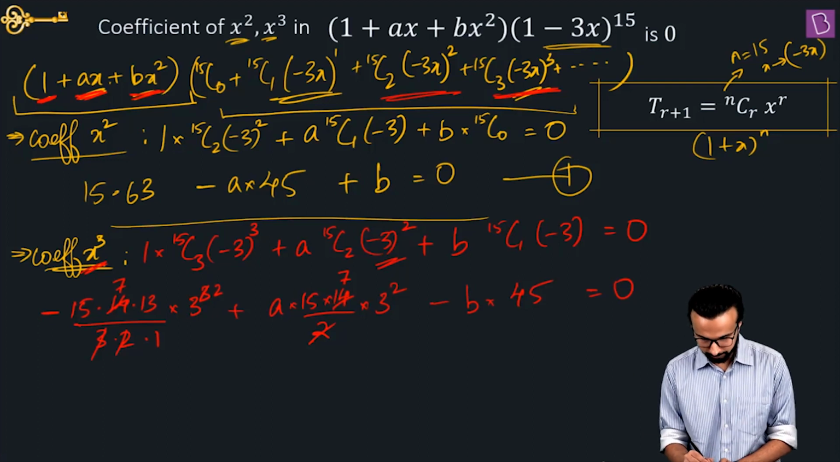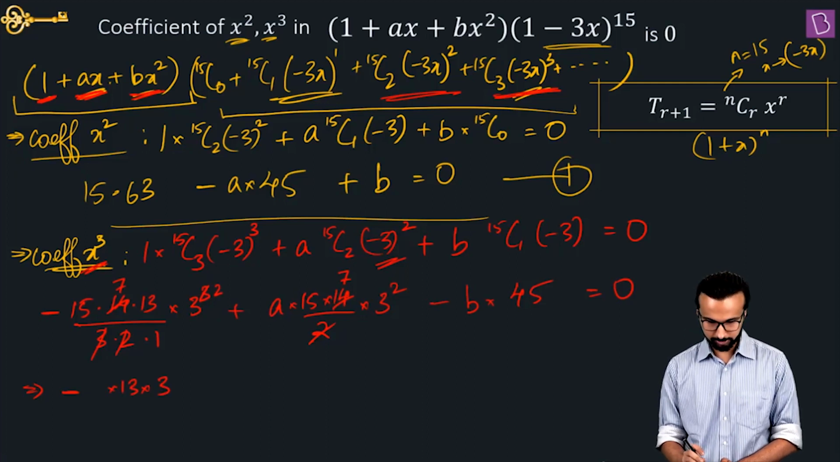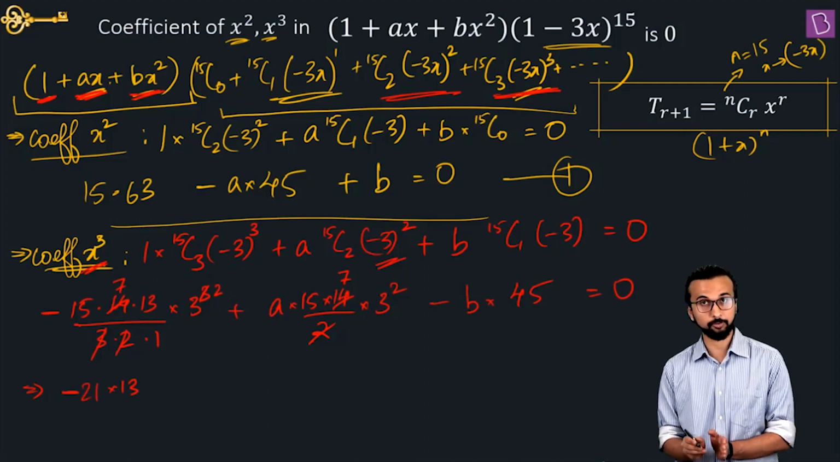Okay, so this equation becomes: 15 goes off, 3 also goes off. So 7 into 13 into 3. So 7 into 3 is 21. This is what I get from the first part.